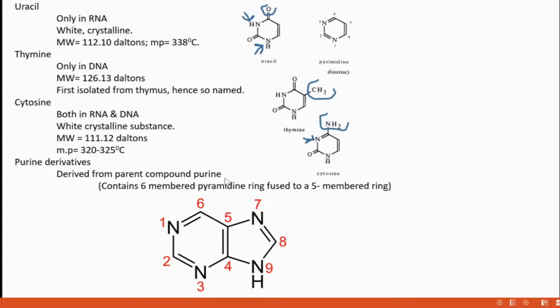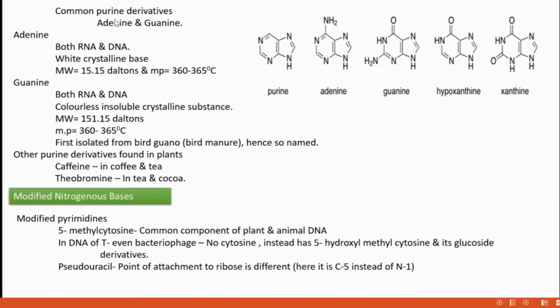Here the parent compound is purine. Purine structure is given here. It is a 6-membered pyrimidine ring fused to a 5-membered ring. This is the basic structure. Then common purine derivatives are adenine and guanine.